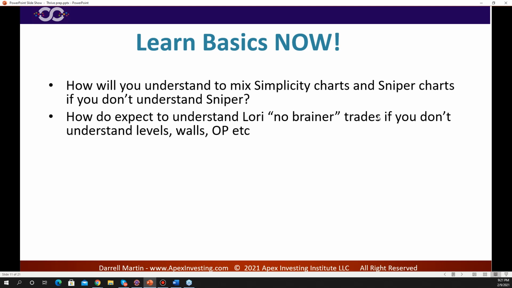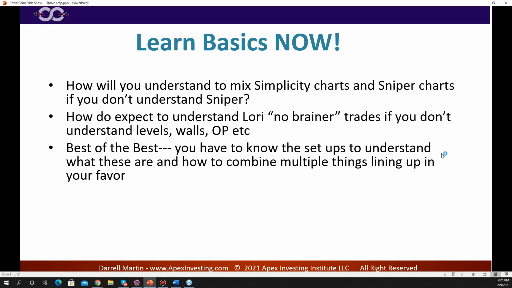How's that working out for you? Well, we want to change that during this event. Okay? But you have to know both. How are you going to understand Lori's no-brainer trades if you don't even understand levels or walls or OP, or taking the best of the best trades?